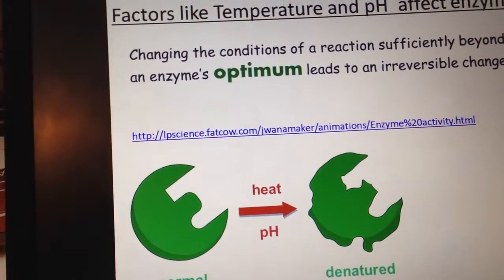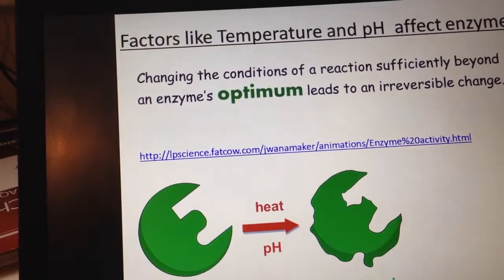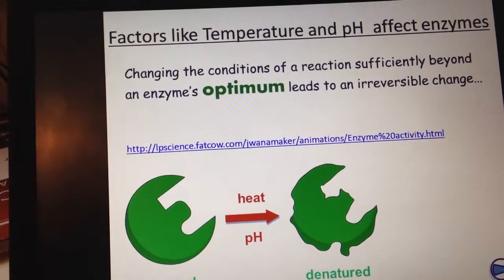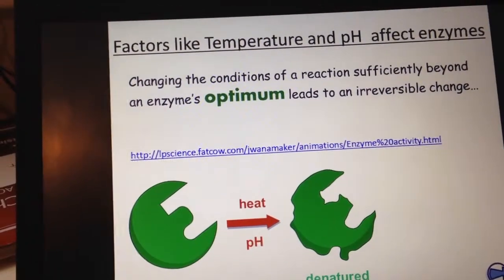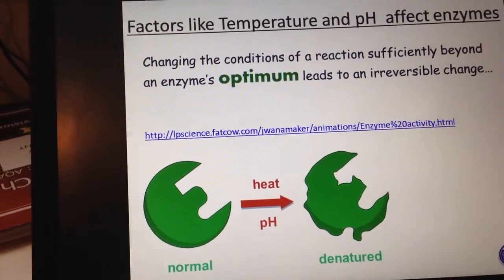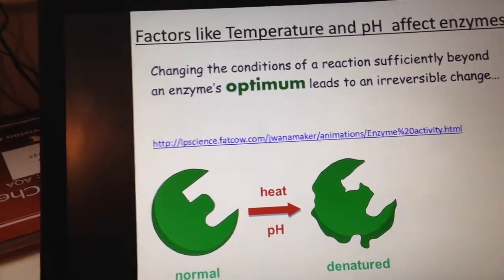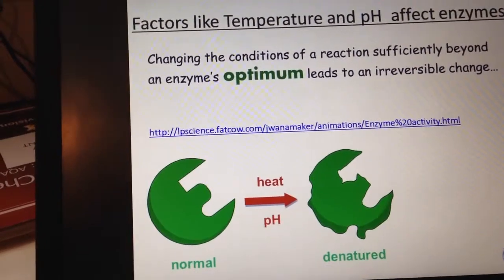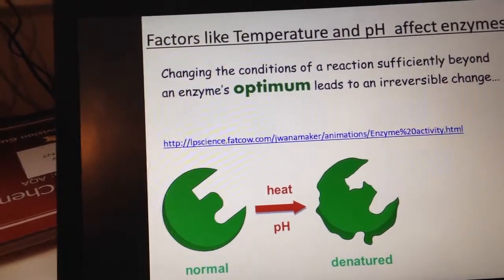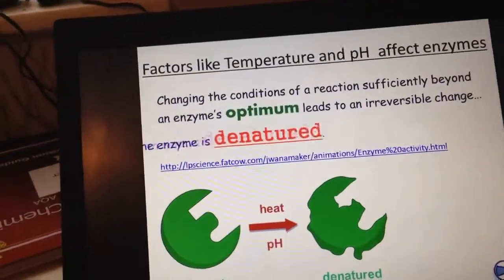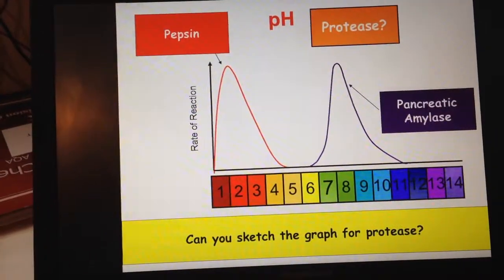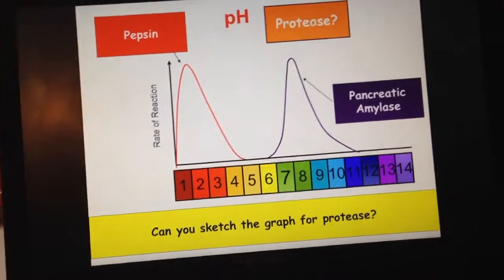So just to recap, enzymes have an optimum pH and an optimum temperature where they work their best. If it gets too high or too low, it will affect the enzyme's activity, and for pH it will affect the bonds that hold the enzyme together, and so the enzyme is no longer working properly. Here's just another image, and we can have a look at a graph here which looks at pH.